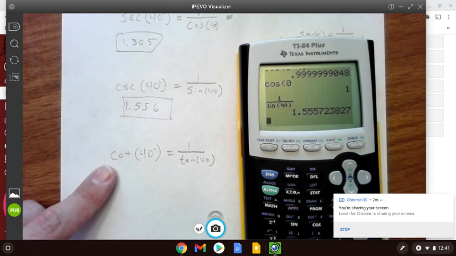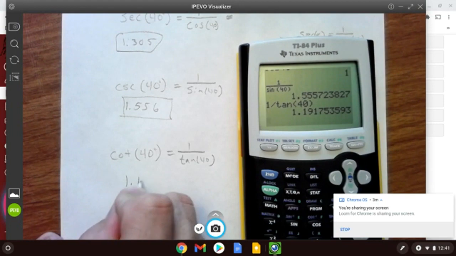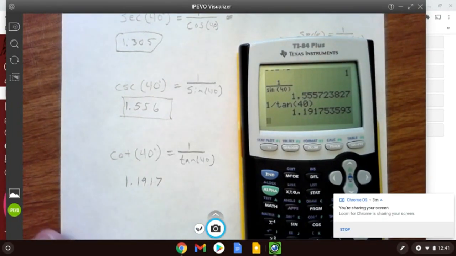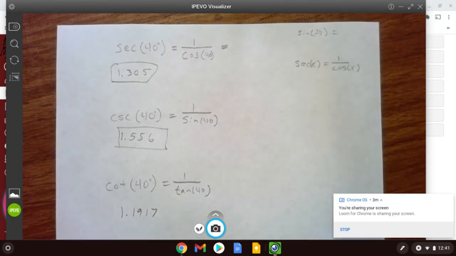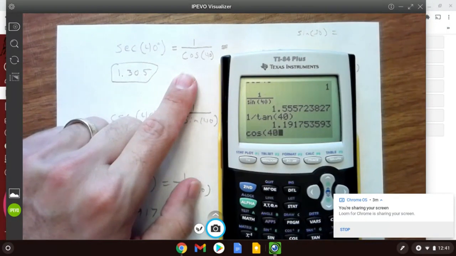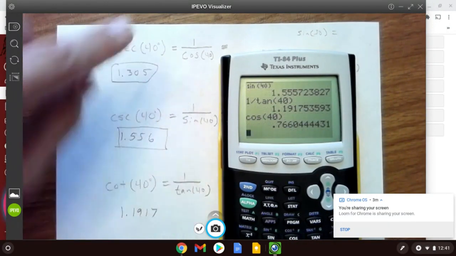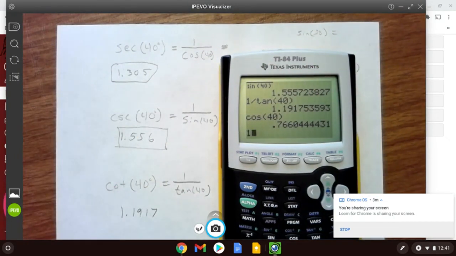And then for cotangent, 1 divided by tangent of 40. 1.1917. All right. So it's just the reciprocals. So if we were to look at cosine of 40, and we did 1 divided by that, that would give us this 1.305. 1 divided by 1.35. That's all that's going on.